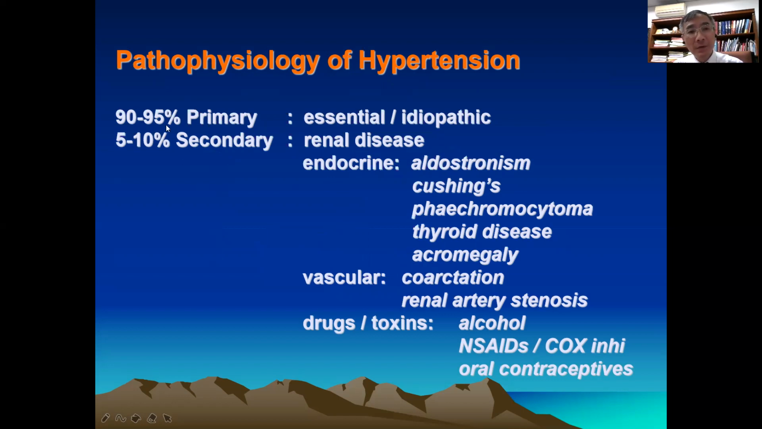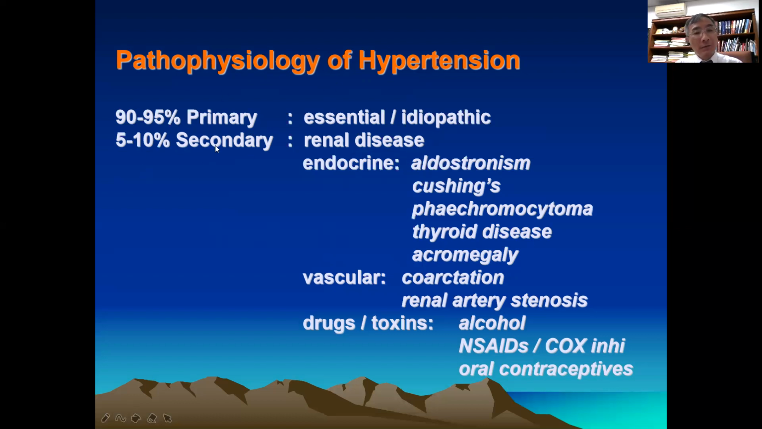90 to 95% of the patients with hypertension that we see actually have what we call primary, essential, or idiopathic hypertension. We cannot identify a single causative factor. They are usually older patients with a family history, with lifestyle inappropriateness, such as they do not exercise enough, they take too much salt, and they are obese. So all these people are described as having essential or idiopathic hypertension, accounting for the great majority of patients with hypertension.